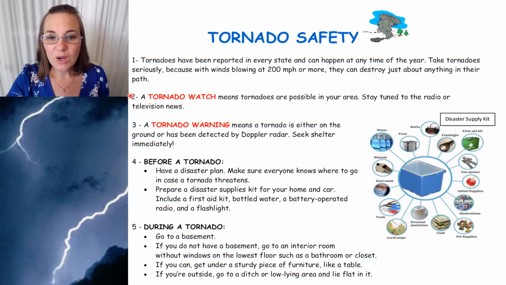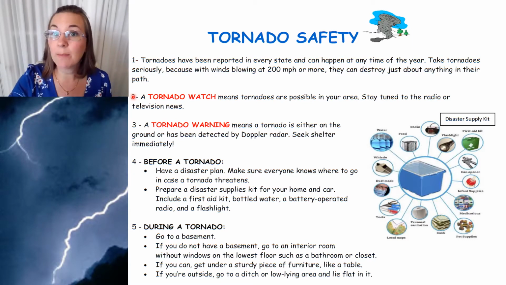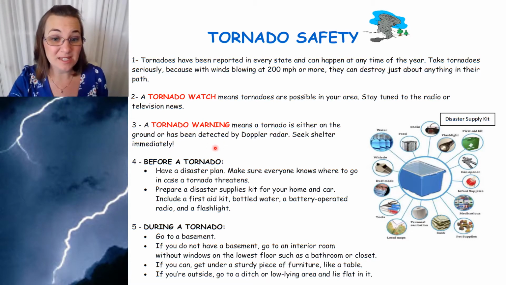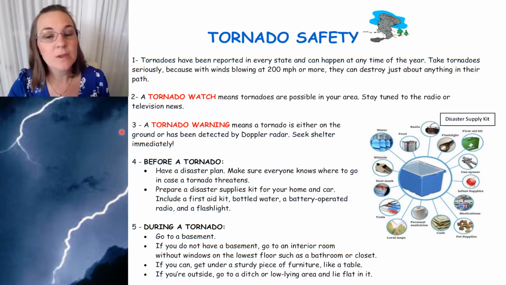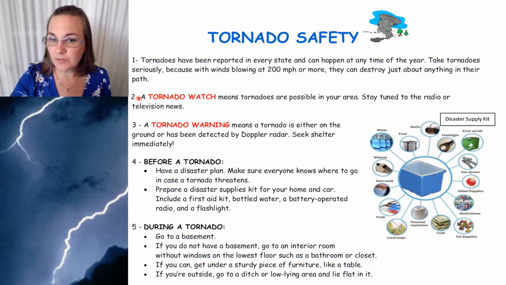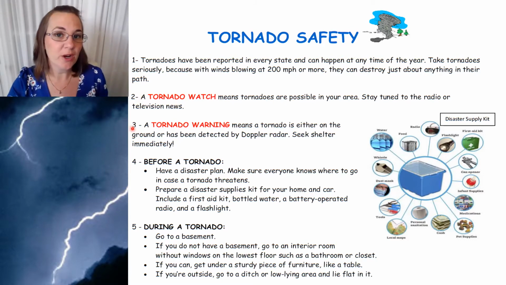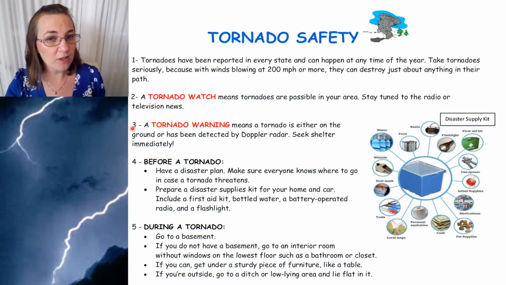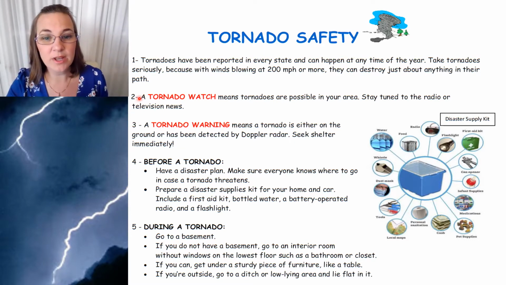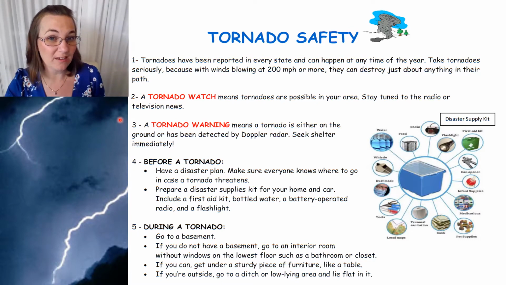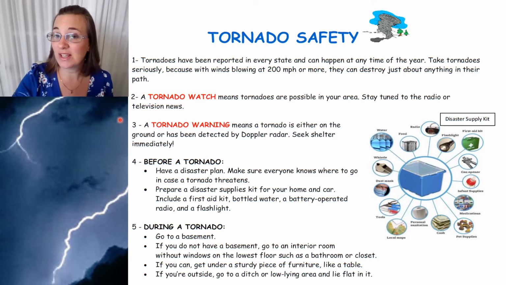Let's keep reading. A tornado watch means tornadoes are possible in your area. Stay tuned to the radio or the television news. A tornado warning means that a tornado is either on the ground or has been detected, which means you can see it, on the Doppler radar. Seek shelter immediately. All right, second grade, the author just told us the difference between a tornado watch and a tornado warning. So I wonder if you caught that. What is the difference between a tornado watch and a tornado warning? Head to the next Nearpod slide to see if you can answer that question.